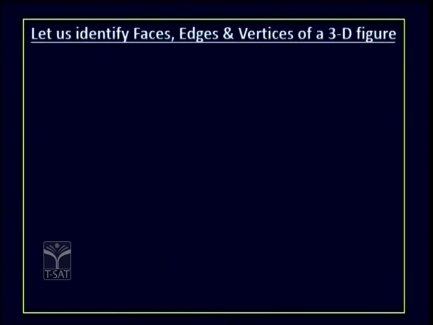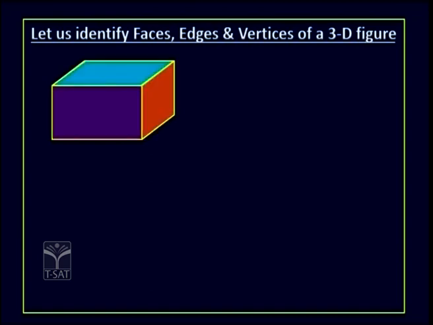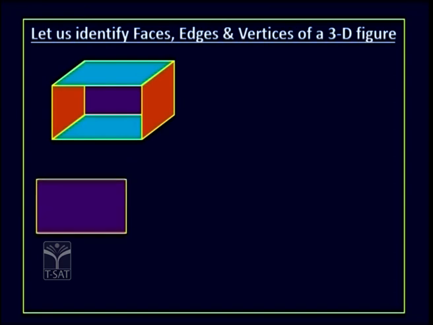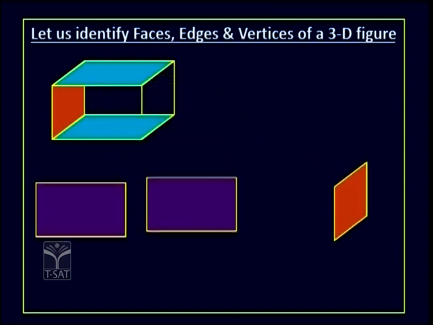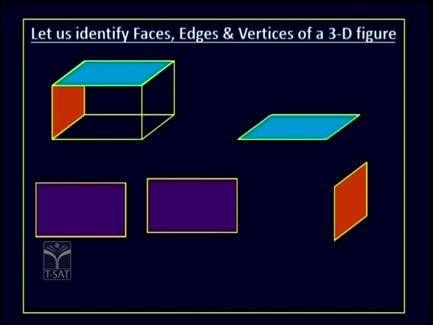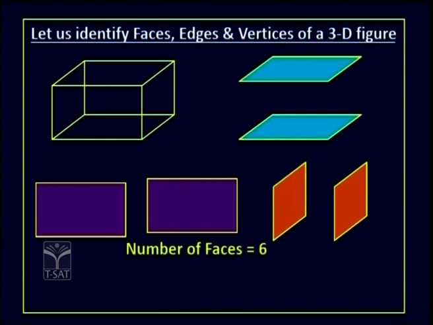Let us identify faces, edges and vertices of a 3D figure. Children, what I am taking here? Yes, I am taking a cuboid. Okay. Now what I am doing, children? I am taking one plane surface out from the diagram, so that you can count the number of plane surfaces, children. How many faces are there, children? Yes, we have 6 faces.